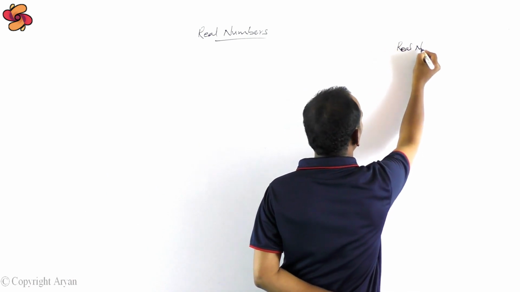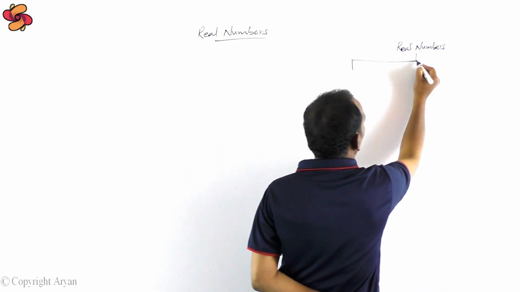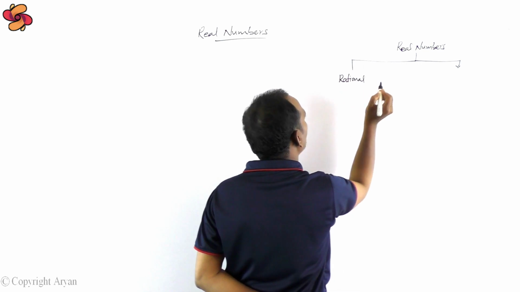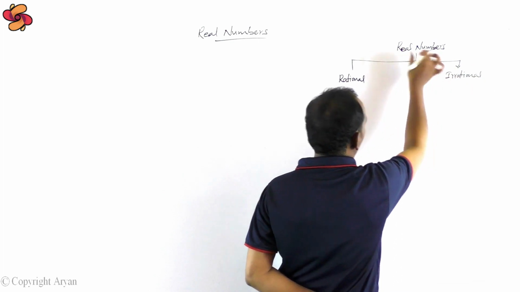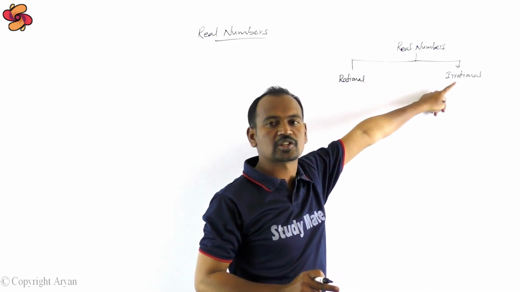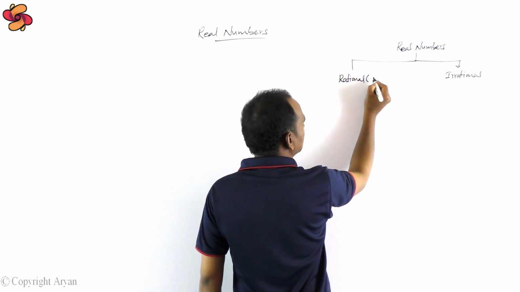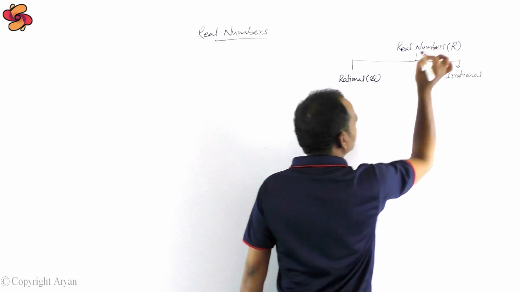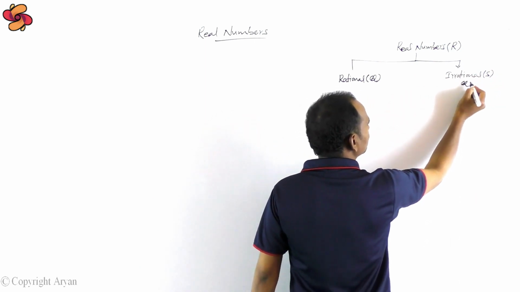Real numbers. Real numbers consist of the set of rational numbers and the set of irrational numbers. Real numbers consist of both the set of rational numbers and the set of irrational numbers. And you know the set of rational numbers is denoted by capital Q, and here we can write capital R. About irrational numbers, that one you know, Q dash.